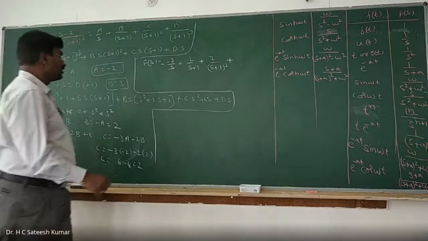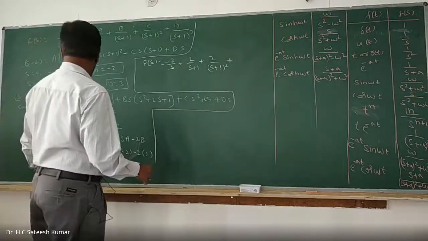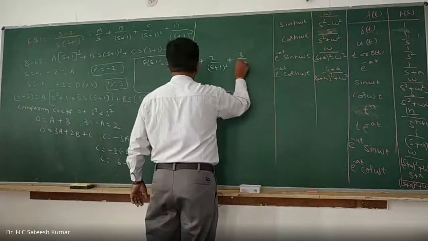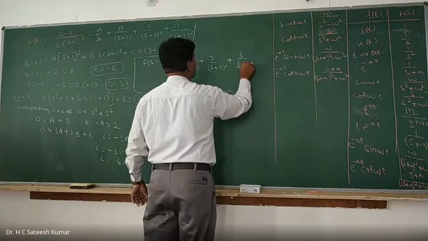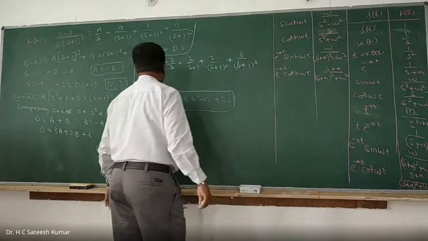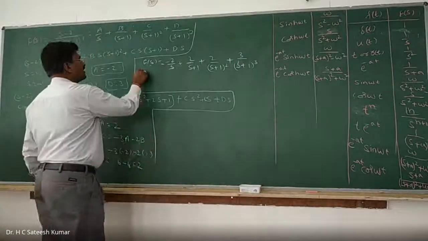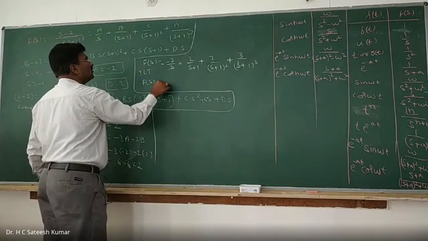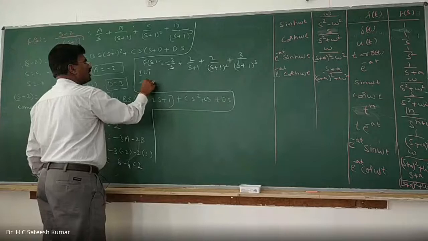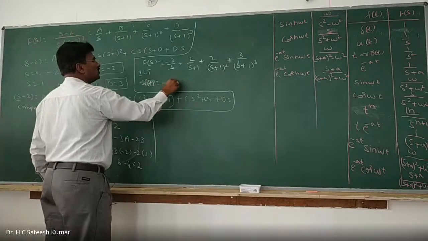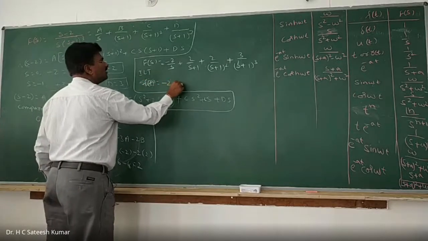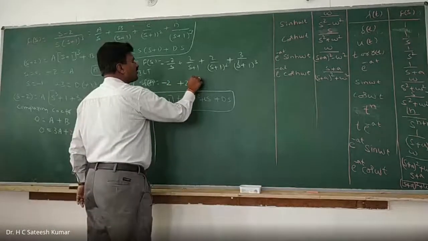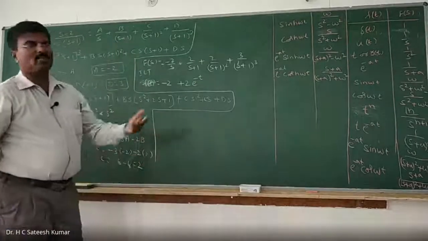What do we have? D is what? D is 3. 3 divided by S plus 1 whole cube. Okay, right. Now you can write it. Find the inverse Laplace transformation. F of T is equal to minus 2 into 1, we can write it as U of T, plus 2 into e to the power of minus t. The whole thing multiplied by U of T.